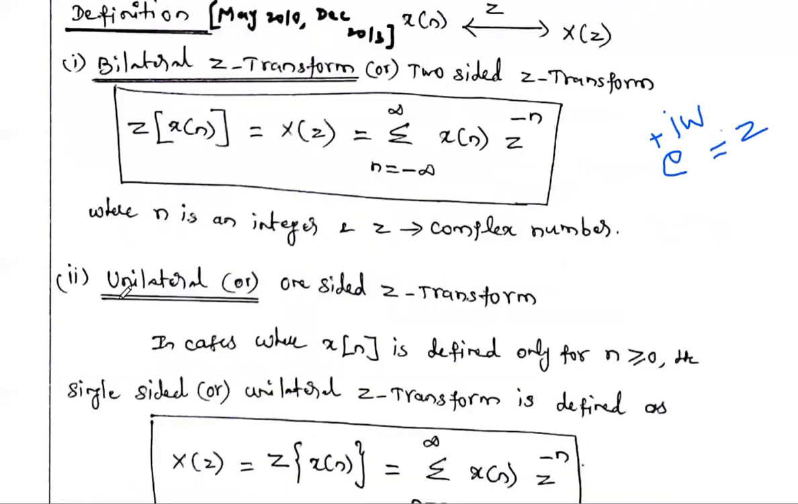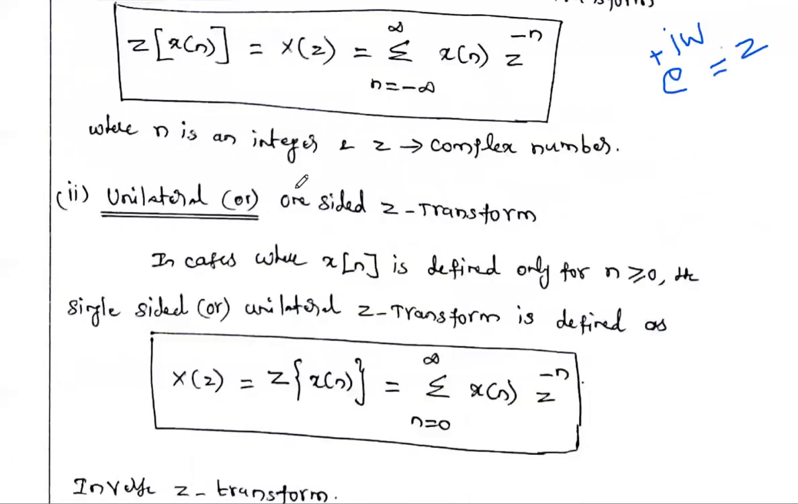Okay, and another transform is the unilateral or one-sided Z transform. This formula is mainly used for signals where x of n is defined only for n greater than or equal to 0. That is, the signal x of n is available only for the positive time axis. For example, the unit step sequence u of n, r of n, a power n u of n.